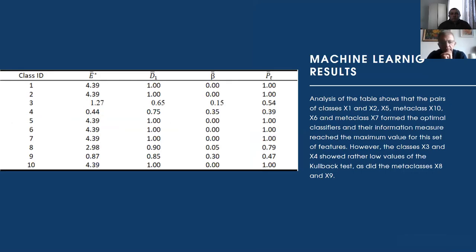As a result of machine learning, we may analyze the table that shows that classes first and second, fifth and meta class 10, and class 6 and meta class 7 form the optimal classifiers, and the information measure reached the maximum value for the set of features. However, classes 3 and 4, and meta classes 8 and 9, showed rather low values for the Kullback test. A possible explanation for this is that the gestures are quite similar and differ very little.